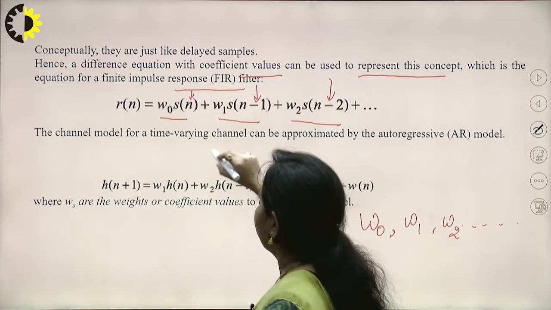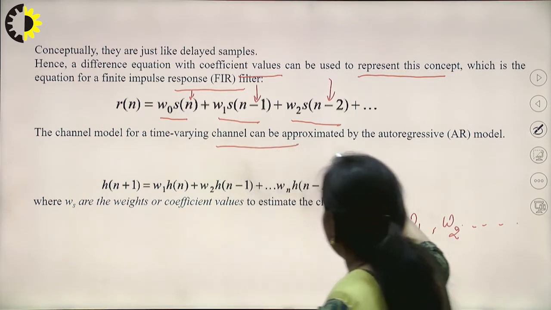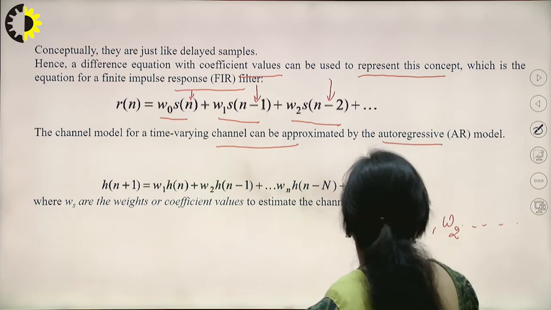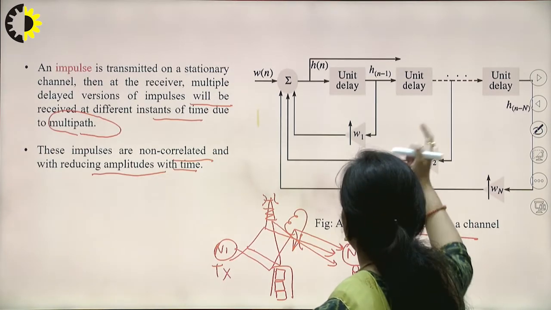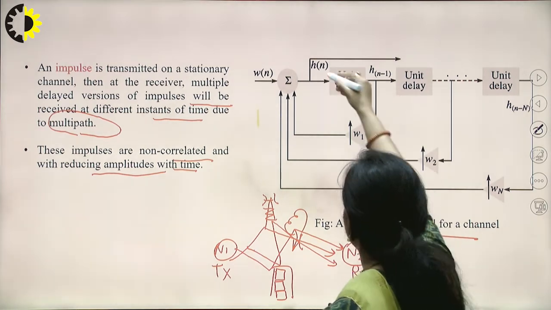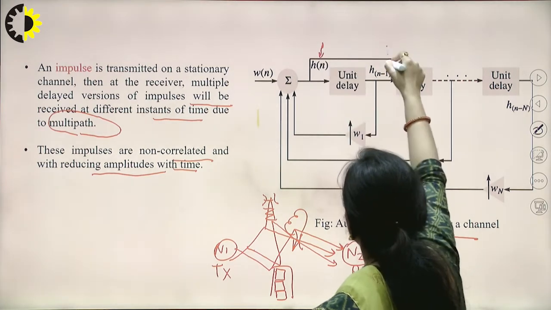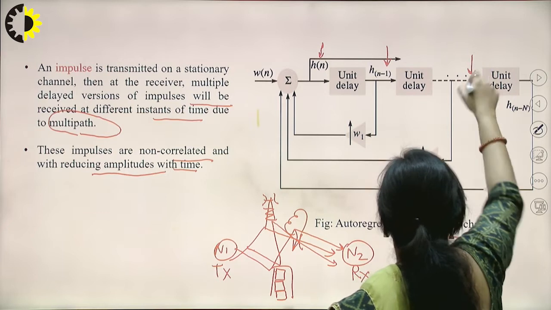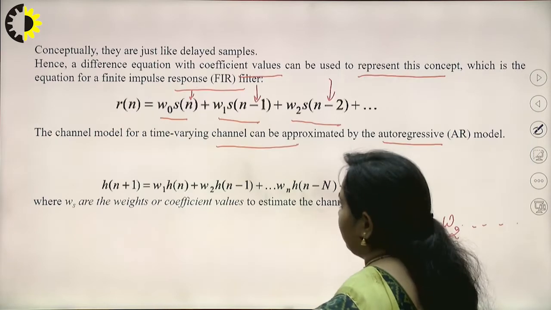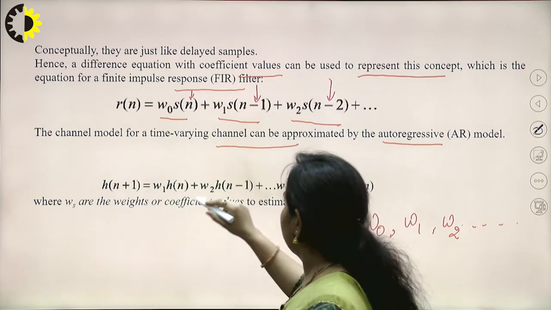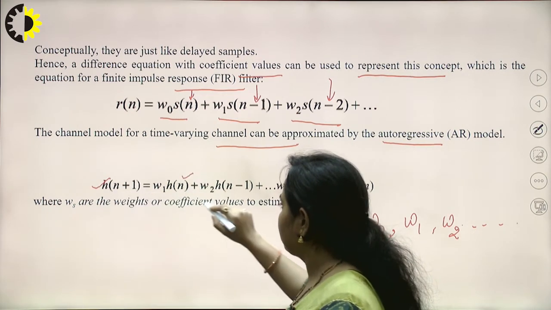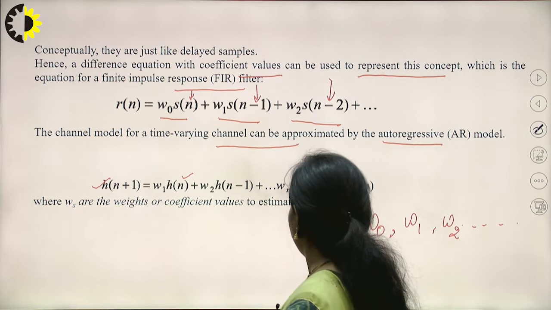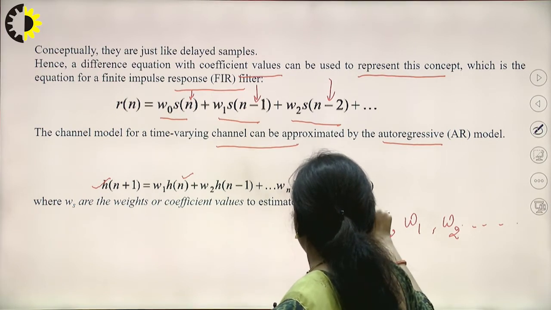So the channel model for a time varying channel can be approximated by the autoregressive model, which is shown in the previous slide. This one is the autoregressive model. You can see that this is the non-delayed version, this is delayed by 1 unit, then these are delayed by n units. So this is the channel model, that Hn plus 1 equals W1 Hn plus W2 Hn minus 1 plus up to Wn Hn minus n plus Wn.